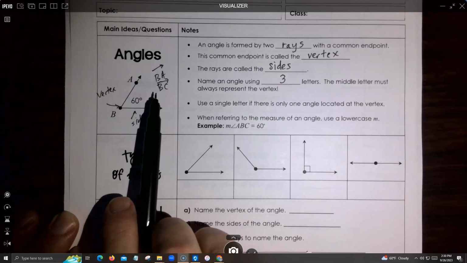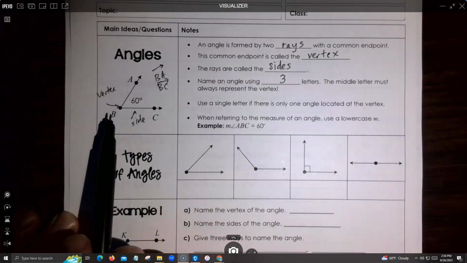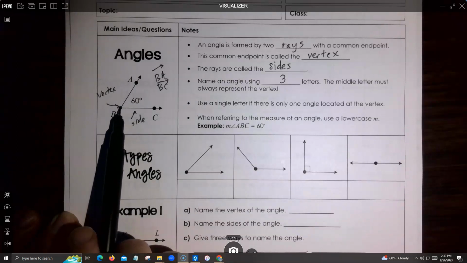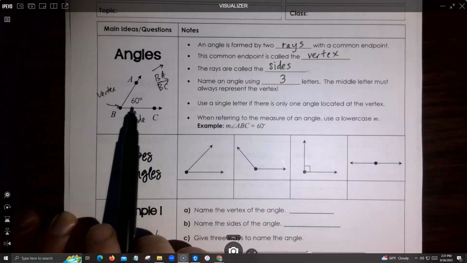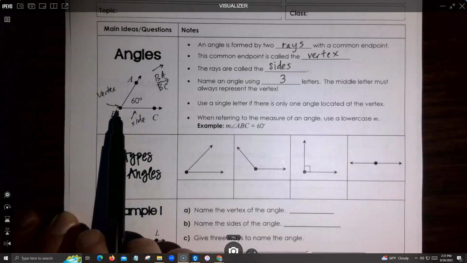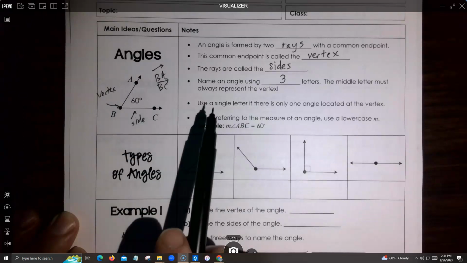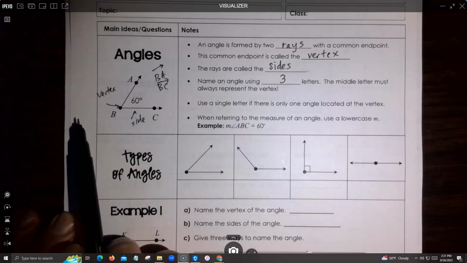When you name a ray, you always start with what's called the initial point and pass through what's called the terminal point. So you have to start on the initial point and then name a point that the ray is going to pass through. You cannot say CB because that will send it the other direction.